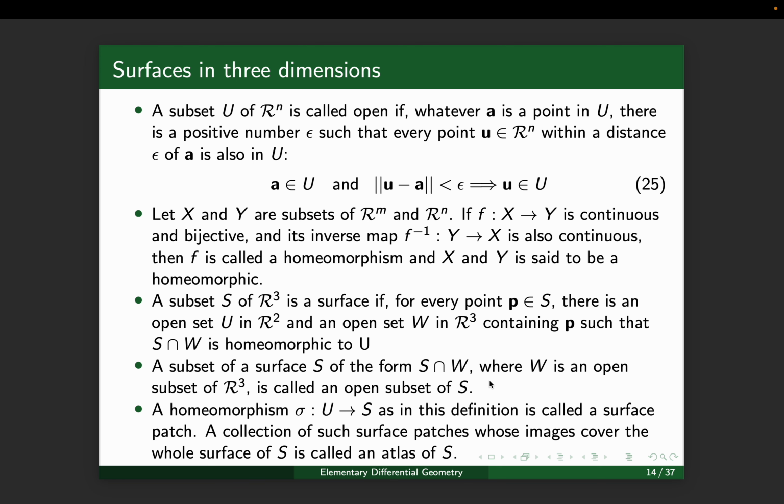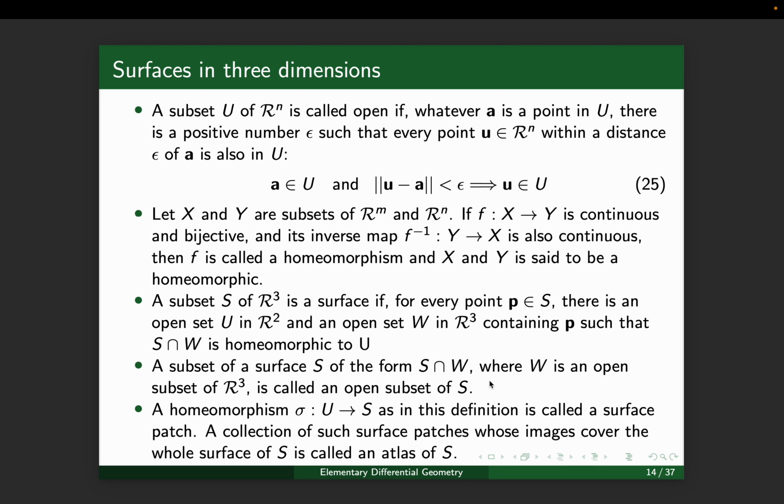Now we have all the tools to define a surface. A subset S of R3 is called a surface if for every point in the subset S there exists an open set W in R3 containing that point and an open set U in R2 such that the intersection of subset S with the open set W in R3 is homeomorphic to the open set U in R2. Then we call this subset S a surface.